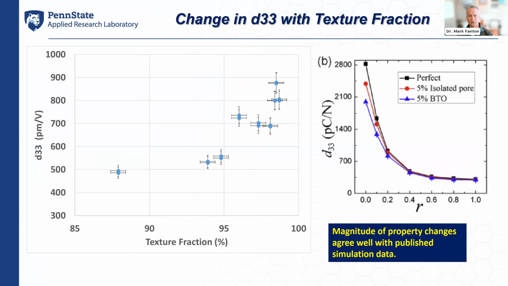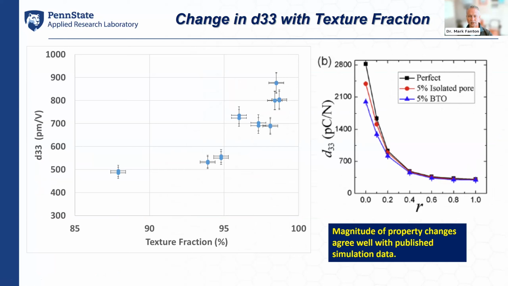So the first thing we looked at, in order to compare it to some of the published modeling and simulation data, was, what is the d33 coefficient doing as a function of texture fraction? And you see that we do essentially replicate the trend that the modeling paper predicted, that to get to very high d coefficients, we need to drive the texture fraction as close to 100% as possible.